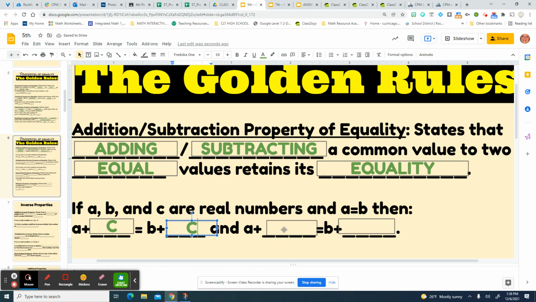Letters? You said it was numbers. They represent numbers, don't they? Symbolically? Mm-hmm. And also A plus negative C is equal to B plus negative C. So in other words, if I'm going to add something to one side of an equation, I must add it to the other. If I'm going to subtract something from one side of the equation, I must subtract it from the other. Everybody should be on this page, right?